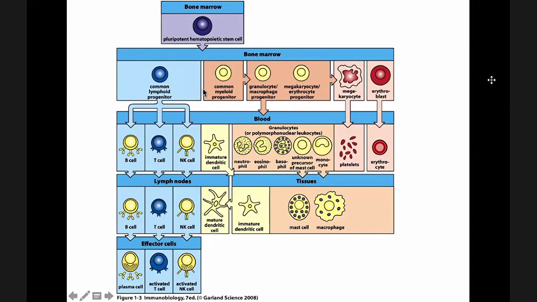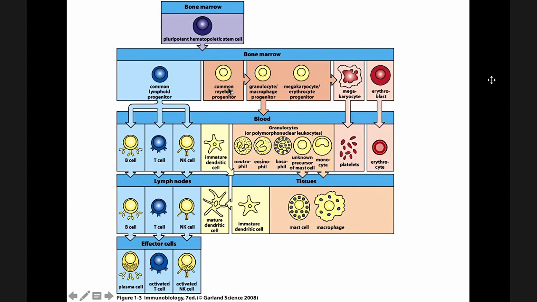This slide actually summarizes everything in this whole process. You have these pluripotent stem cells, which are present in bone marrow. And if these cells have to give rise to lymphocytes, the first step would be common lymphoid progenitors, which will give rise to B, T, and NK cells. Once they pass through this process of selection criteria, they get into lymph node, where they get activated, become effector cells, and carry out their protective mechanisms.